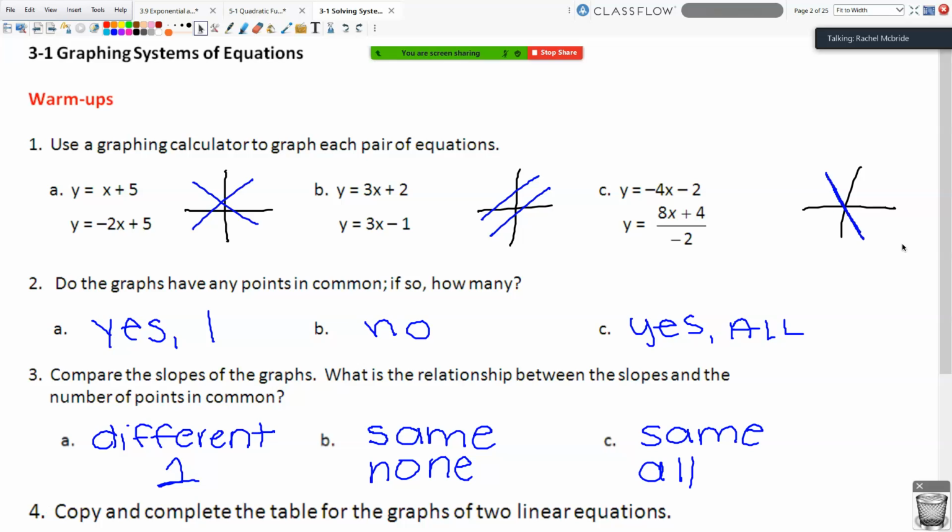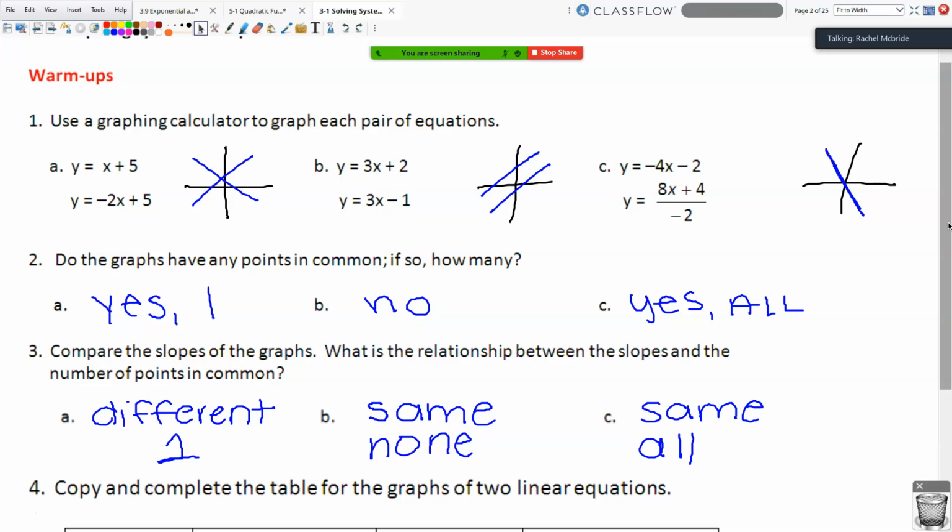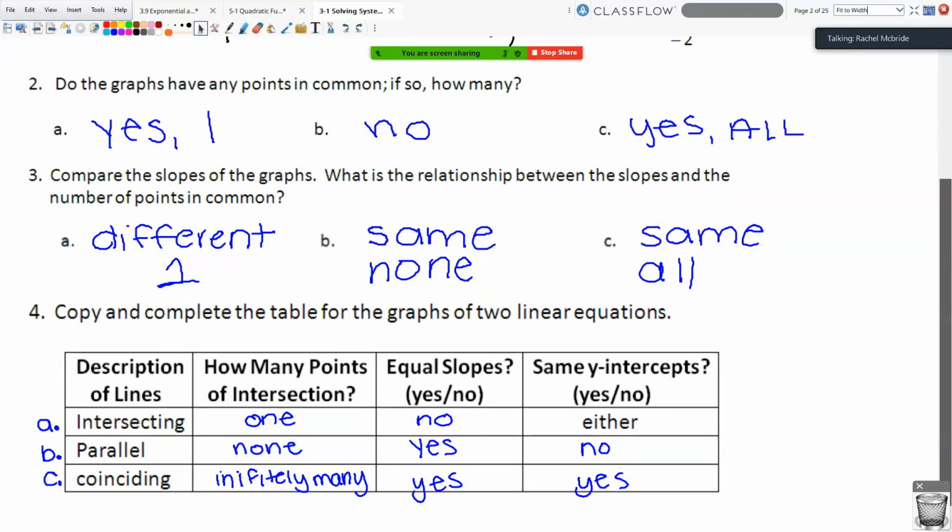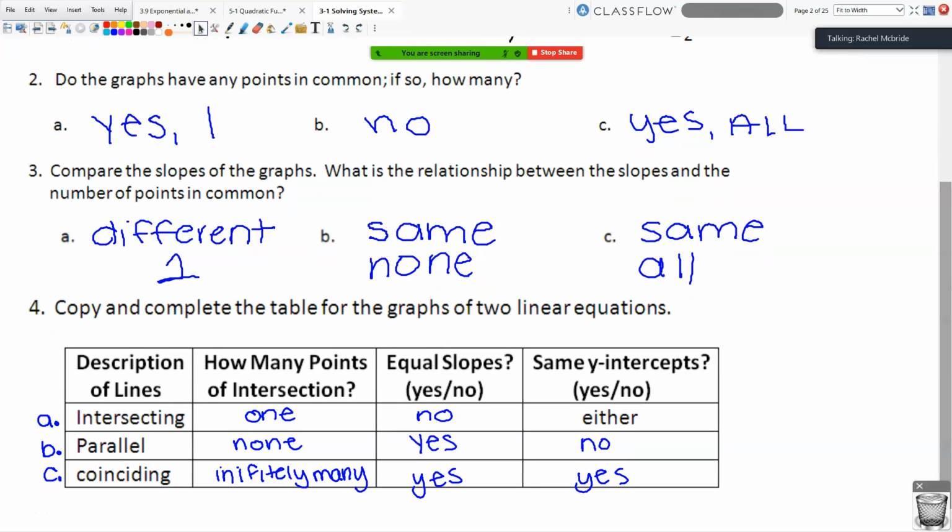So that should tell me something about this lesson. It should tell me that slope is going to be very important. So let's construct a table creating a relationship between those 3 graphs and slope as well as y-intercept.